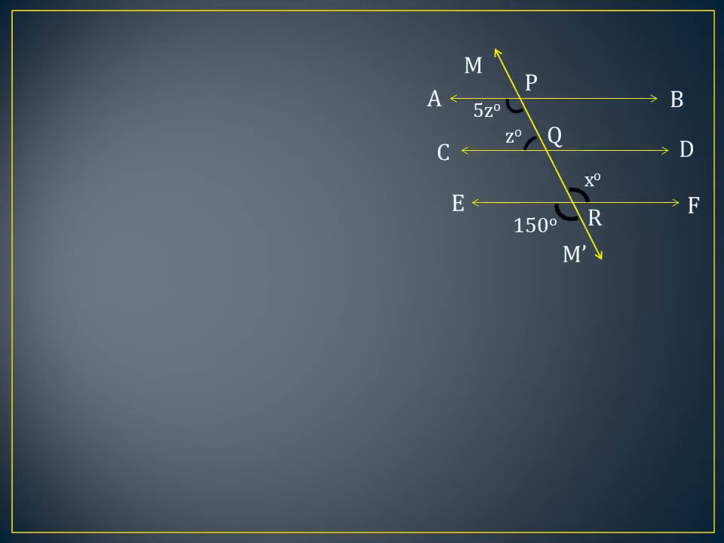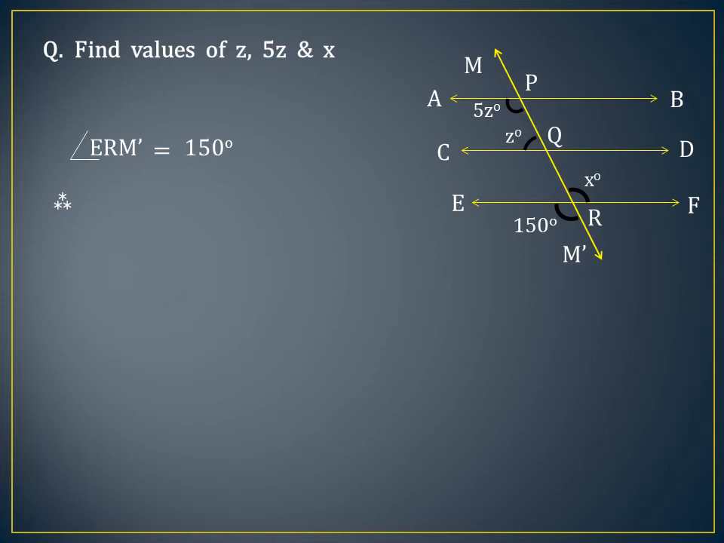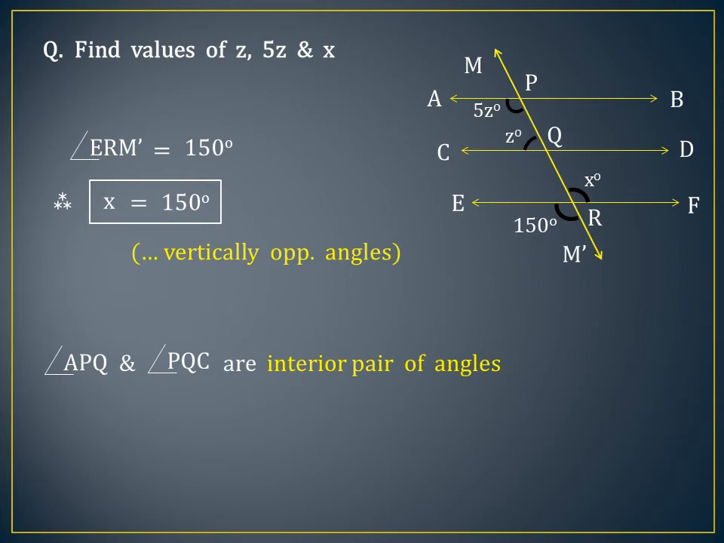Now let's look at an example where we have three parallel lines and we need to find the values of Z, phi Z and X. We have been given angle ERM dash is equal to 150 degrees. When you observe, you'll notice that angle X is a vertically opposite angle of angle ERM dash. From the property we know that such angles are equal. So angle X is 150 degrees.